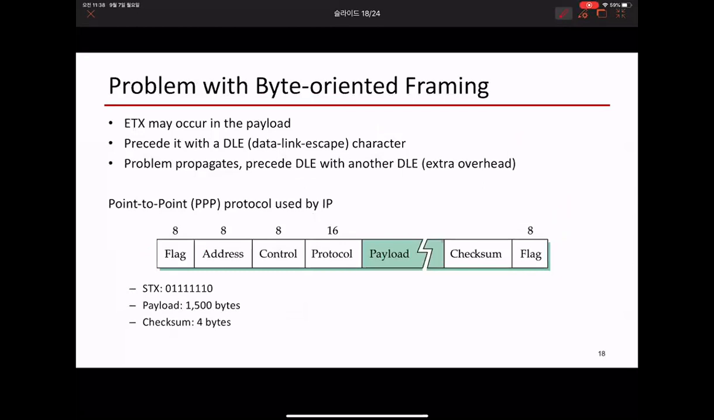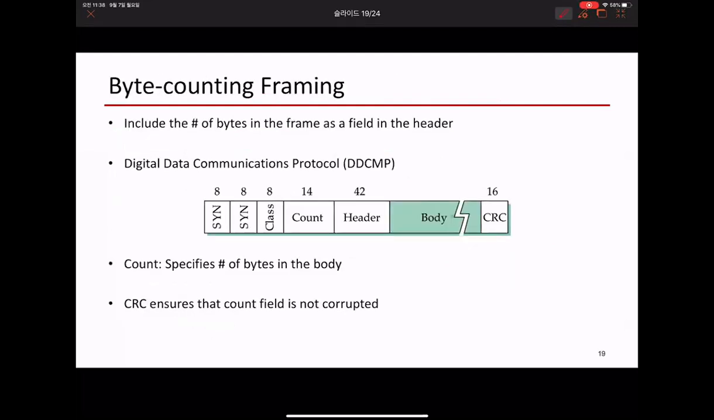So, the problem with byte-oriented framing is that ETX may occur in the payload, and it is preceded by DLE, the data link escape character. The problem propagates, so precede DLE with another DLE. And the payload keeps losing, and your error is accumulated over the communication, which is not good. So how do we solve it?